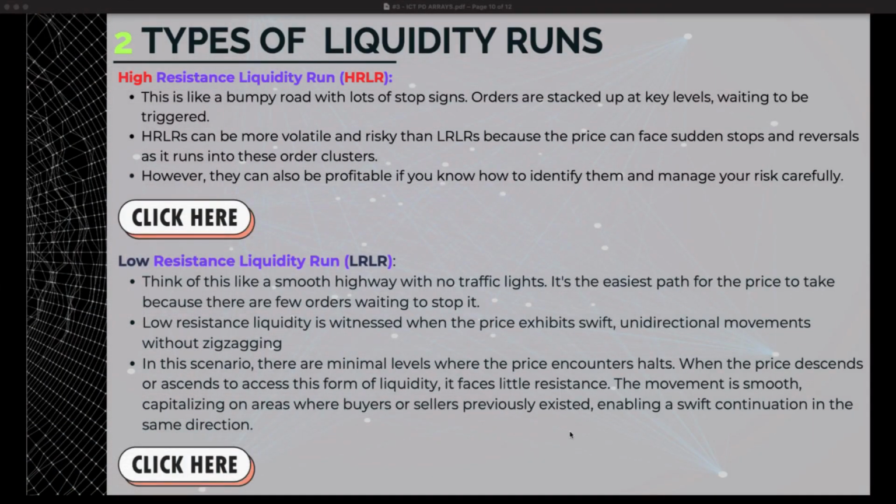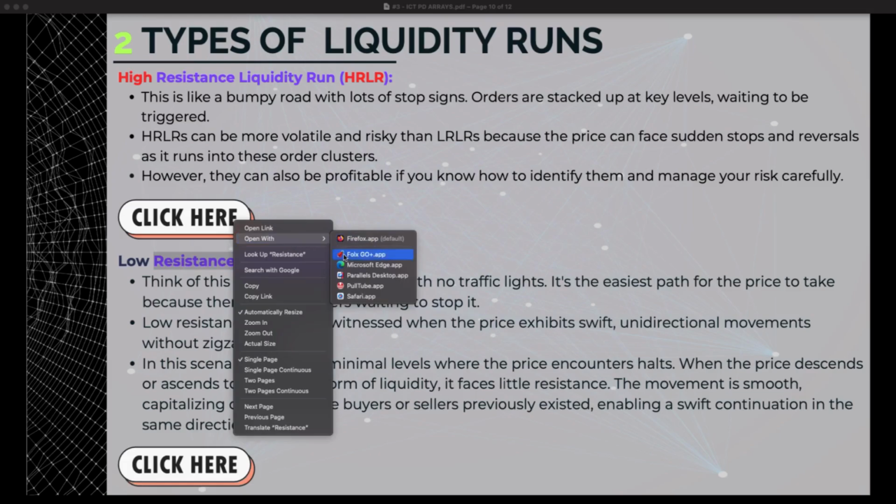Alright, so I want to talk about two types of liquidity runs. The first one is high resistance liquidity run, or HRLR. This is like a bumpy road with lots of stop signs. Orders are stacked up at key levels, waiting to be triggered. High resistance liquidity runs can be more volatile and risky than low resistance liquidity runs because the price can face sudden stops and reversals as it runs into these order clusters. However, they can also be profitable if you know how to identify them and manage your risk carefully.